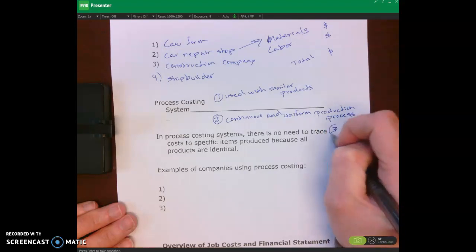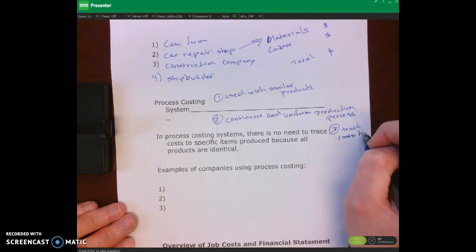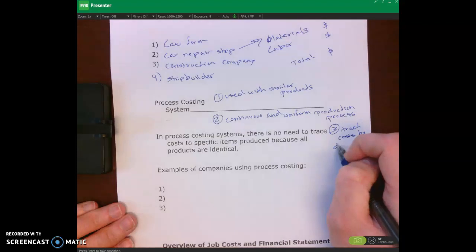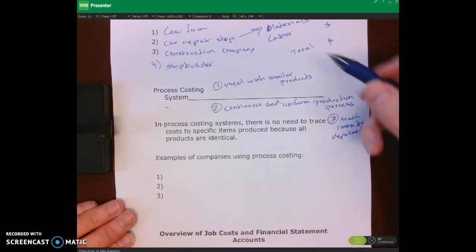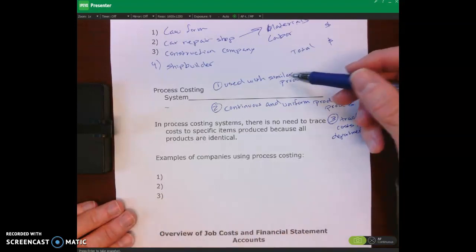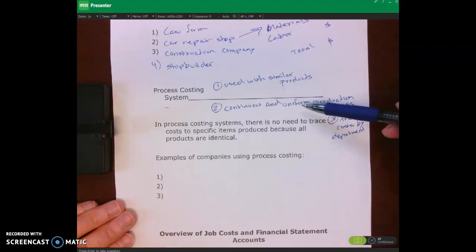And then the third characteristic is that we track costs by department. Okay? So three important characteristics for process costing systems used with very similar products, whereas job order was talking about very different products. All products that we make with a process costing system go through a continuous and uniform production process, and we track the cost by department, not by job.